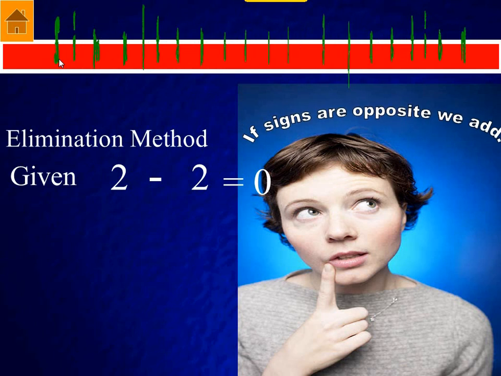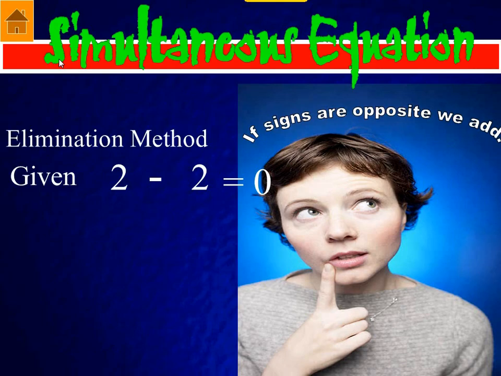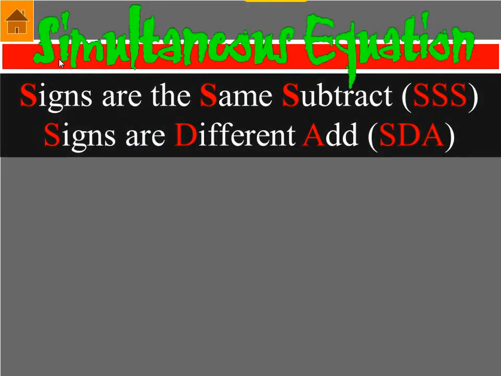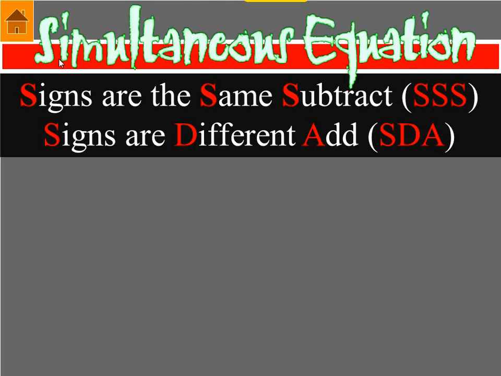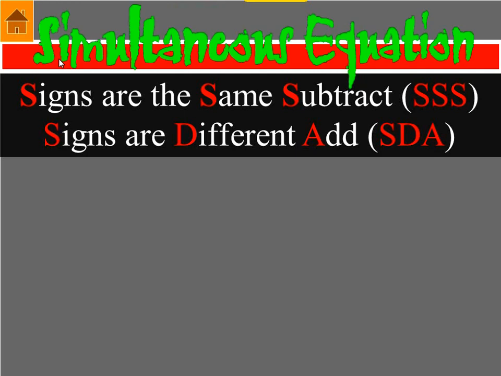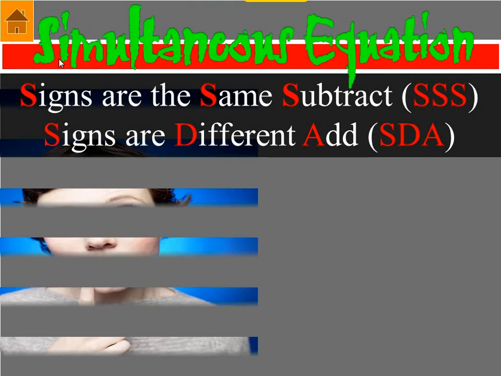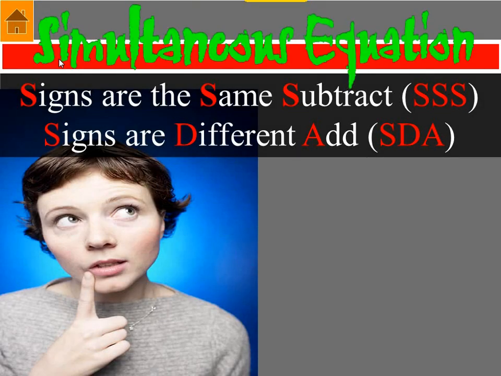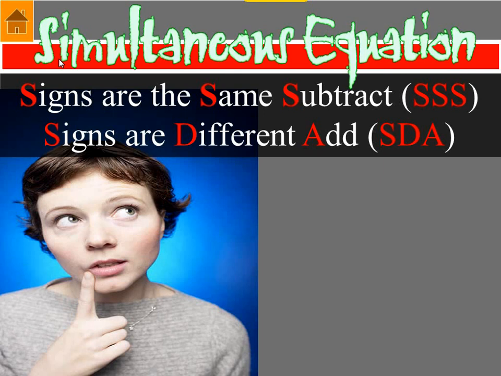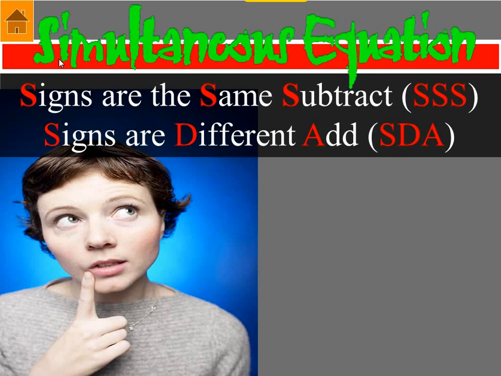Basically we can do a little summary of this. Signs are the same, subtract: SSS, some kind of acronym to help us remember. If signs are different, then we add: SDA. So basically, when signs are the same, we subtract to eliminate, and when signs are different, we add to eliminate.